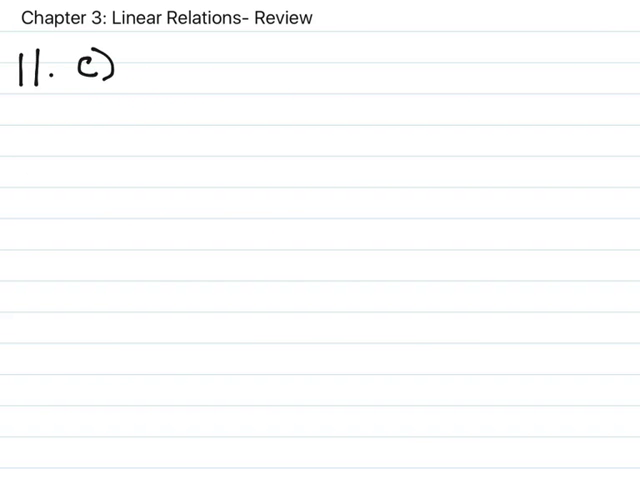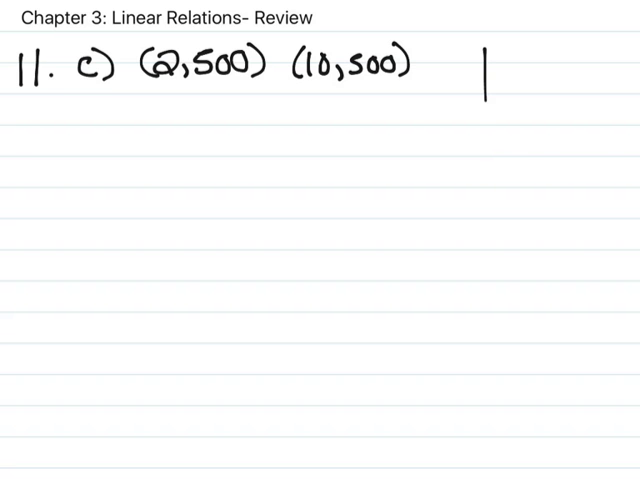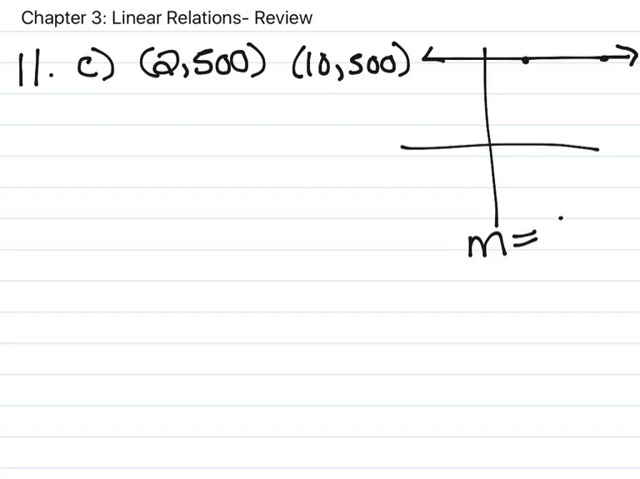Okay, question C. Your 2 points are 2 and 500 and 10 and 500. So, again, poorly done little sketch over here. So we're going from 2, 500 to 10, 500. So you'll notice that this is one of those special ones that often is talked about that is horizontal. So when you have a line that is horizontal, m is 0. There's no slope. It is not going up. It's not going down.